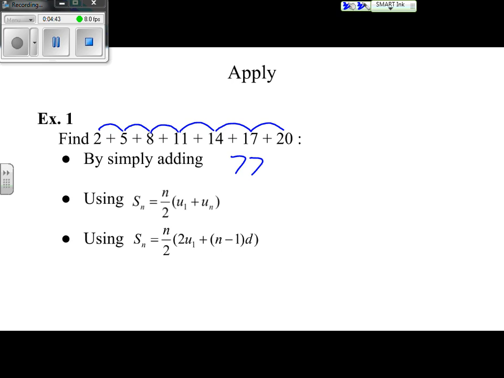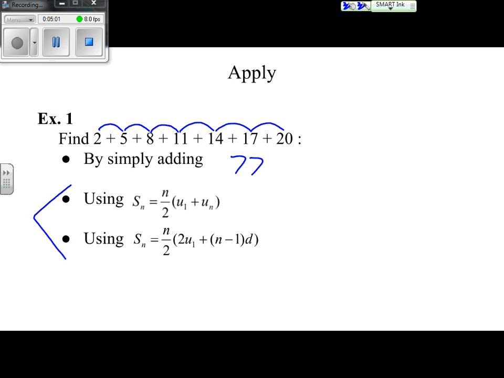But that was only for 7 numbers. What if it was 700 numbers? And let's say they weren't all listed out for me. I wouldn't want to have to go through all those steps. So what we're going to do here is look at the 2 different formulas, try using them, and if we can do it for a simple example like this, then we know we can apply that to a much more complicated one.